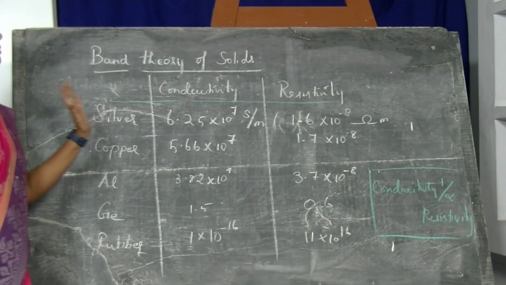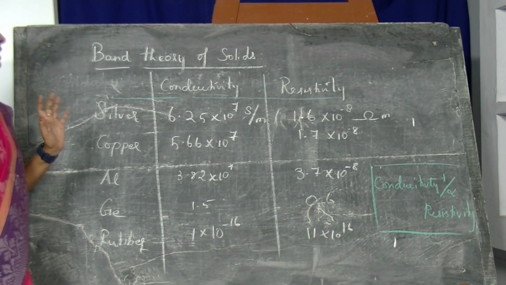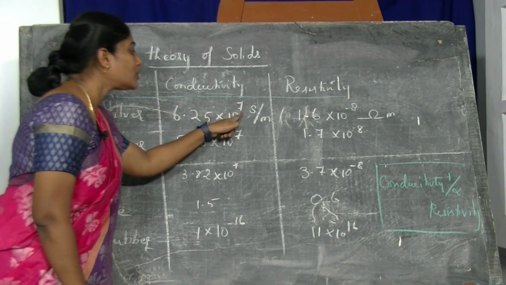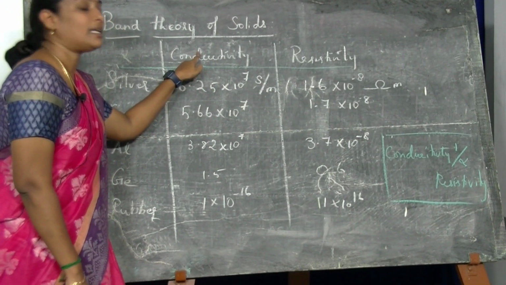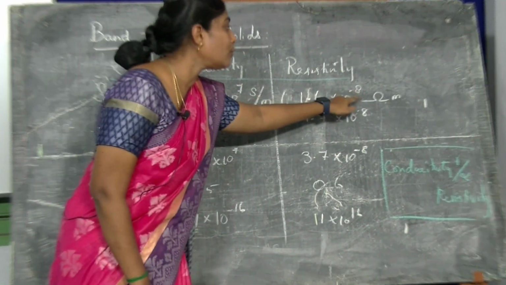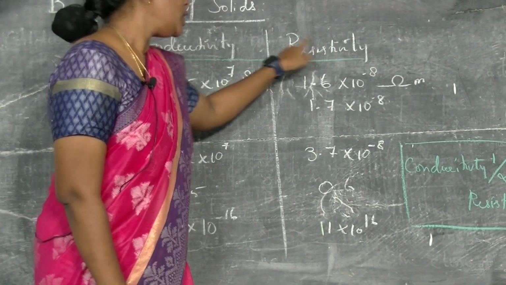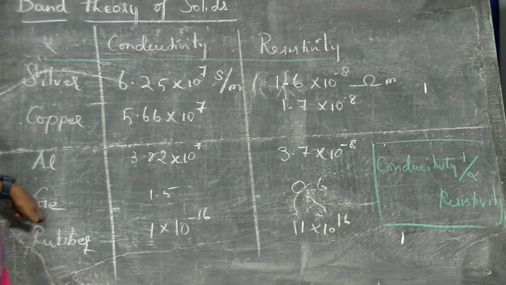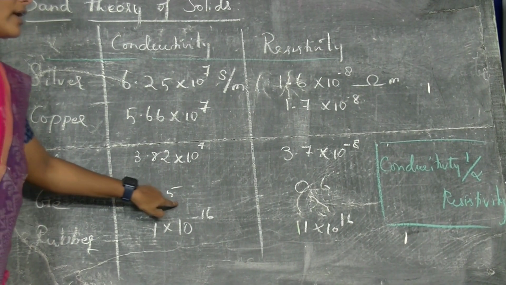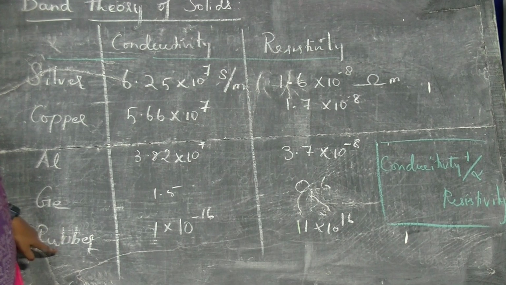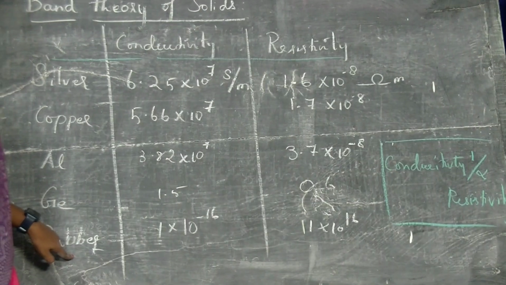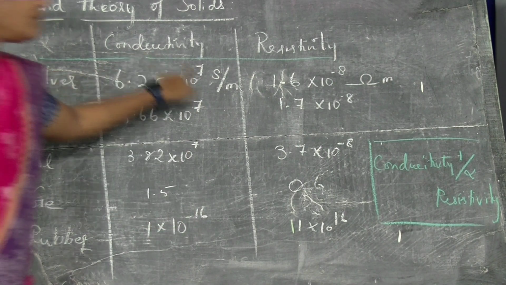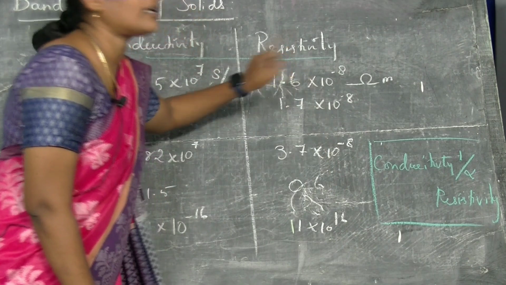Okay, from this table we can clearly say that conductors like silver and copper have the highest positive value of conductivity, and the lowest negative value of resistivity. Germanium acts as a semiconductor, right? It has the middle values, like 1.5, 0.6. In the case of insulators, rubber, wood and all, it has the very high minus value of conductivity and the very highest positive value of resistivity.